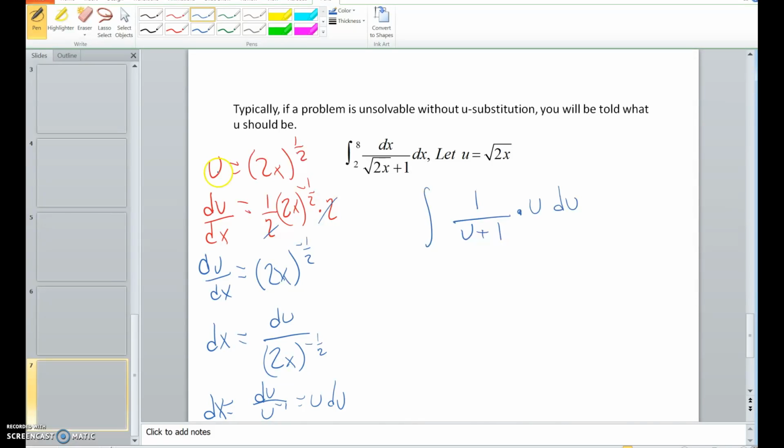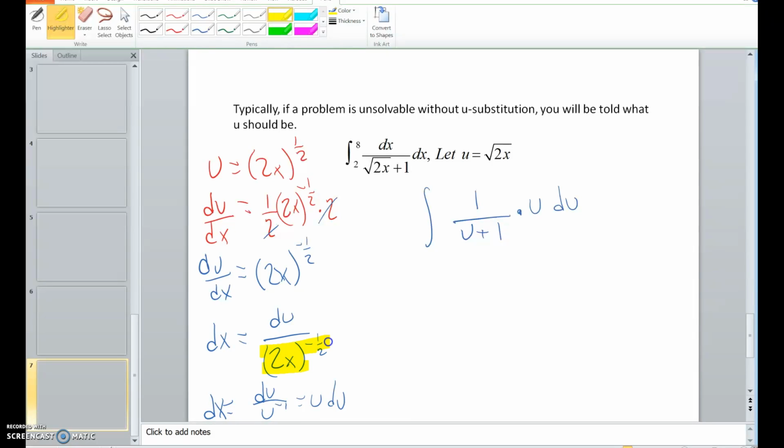Okay. So I used the substitution they told me to. I made u equal to 2x to the 1/2. To get dx, I took the derivative. Got 1/2 times x to the negative 1/2 times 2. The 2's canceled. I got du/dx equals 2x to the negative 1/2. And then I just solved for dx and got that dx is equal to du over 2x to the negative 1/2. And then I had to spot something.